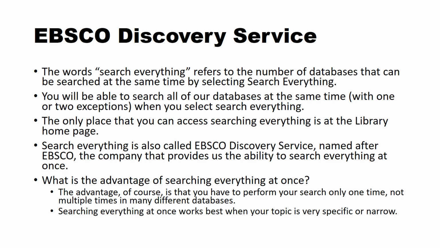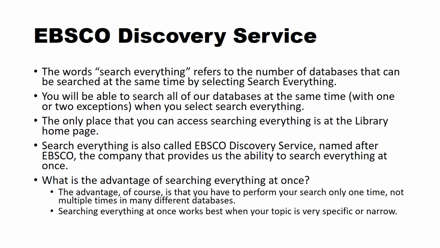Now we are going to move on to EBSCO Discovery Service. So what you need to remember about EBSCO Discovery Service is that you can search everything. So the word search everything refers to the number of databases that can be searched at the same time by selecting search everything. You'll be able to search all of our databases at the same time, with one or two exceptions, when you select search everything. The only place that you can access Search Everything is at the library homepage. Searching Everything is also called EBSCO Discovery Service, named after EBSCO, which is the company that provides us with the ability to search everything at once.